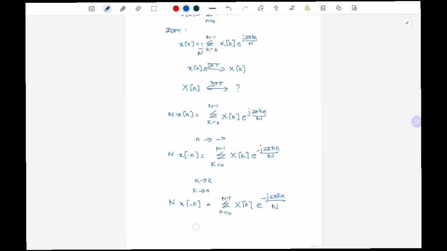So for my X of n, what is the DFT in terms of this? It will be n times x of the reversed value, so it is n x of minus k. So this is your duality relation.